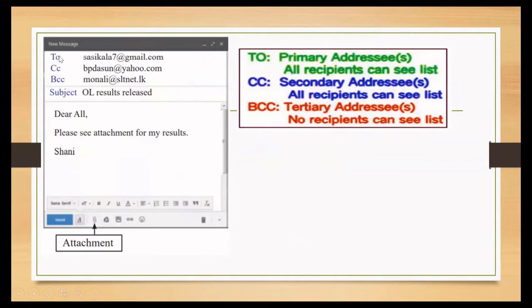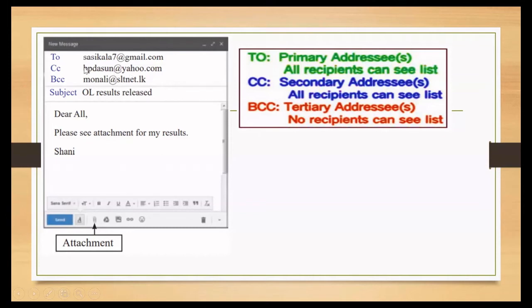You know there are some sending parts. There is To, CC and BCC. To means normally we can send, so anybody can see that email address normally. When we send through the To, all recipients can see the list. But CC means carbon copy. When we use it, what will happen? Secondary addresses, all recipients can see the list, right?